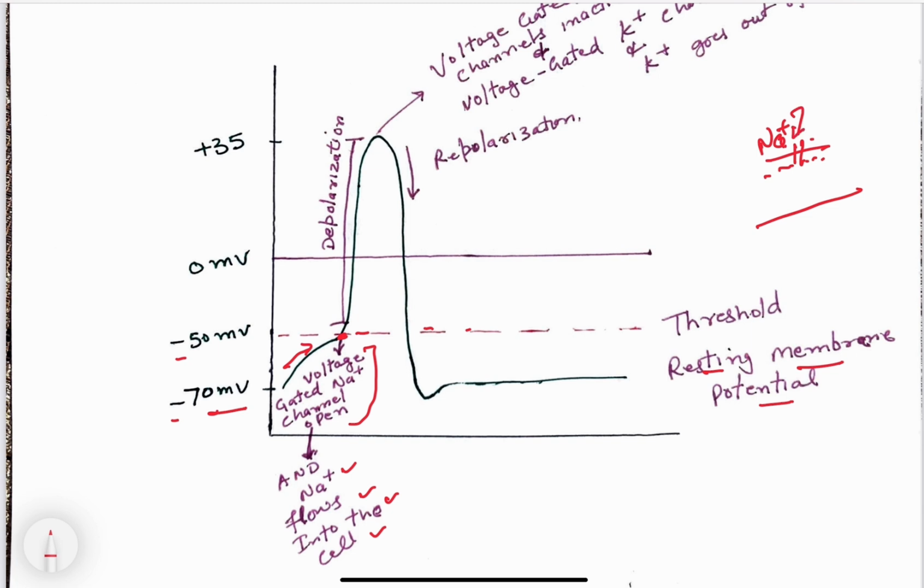So positive charge starts coming in, and this process continues until it goes to roughly positive 35 millivolts. Okay, and this process is called depolarization. So the curve is going up from here to there. This is called depolarization.